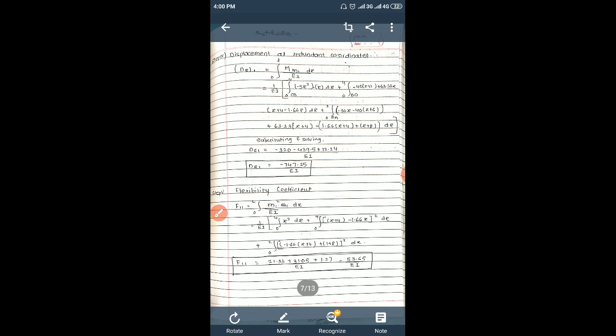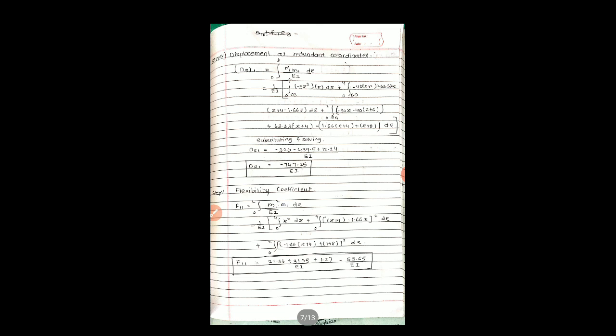It will take some time, that's why it is asked for 10 marks. But practice makes a man perfect. You have to solve thoroughly to get all the answers.